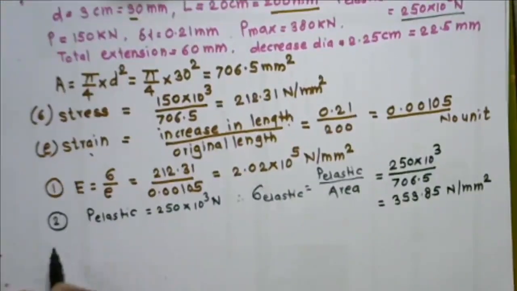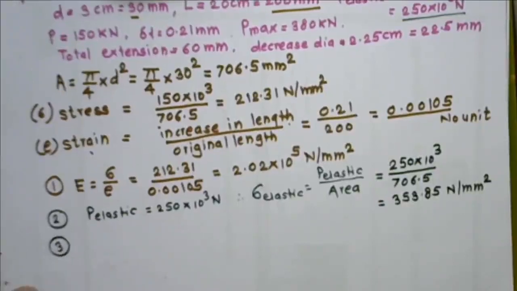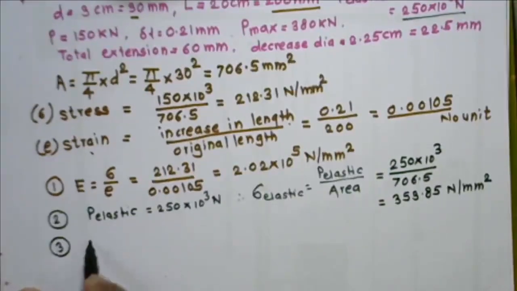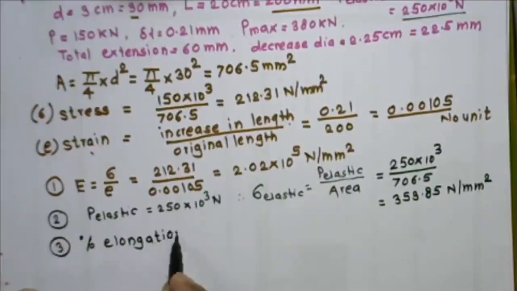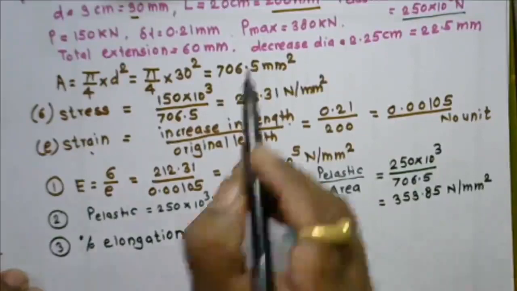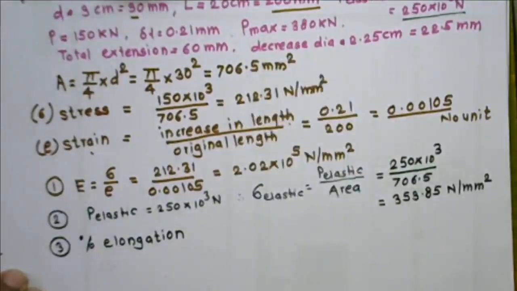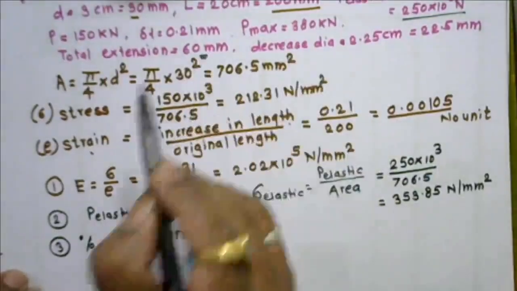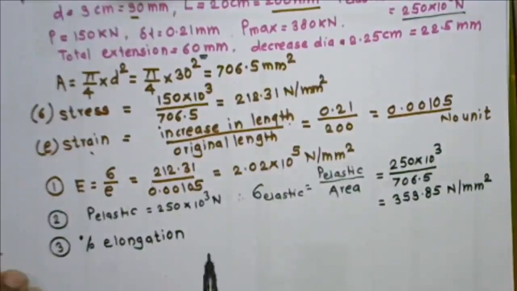Now our third question, percentage elongation. We have to calculate the percentage elongation. Percentage elongation means we should know the total increase in length and the original length. Original length is already given, that is 200 mm, and total extension is also given, that is 60 mm, and we have to take its percentage.